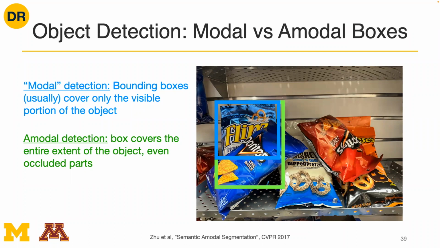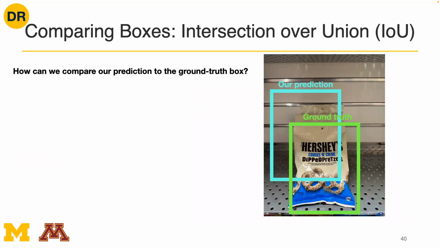Okay, so how do we compare different bounding boxes, especially between the prediction and the ground truth? So, comparing bounding boxes. The metric that we will use is intersection over union. For instance, let's say the green box here is a ground truth for the pretzels, and the prediction from a neural network or a learning model is the one in the cyan color, or the other green color that you see here as our prediction.